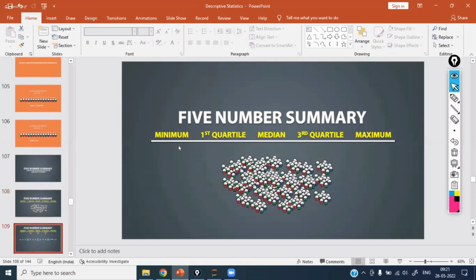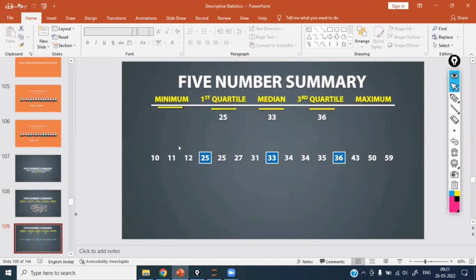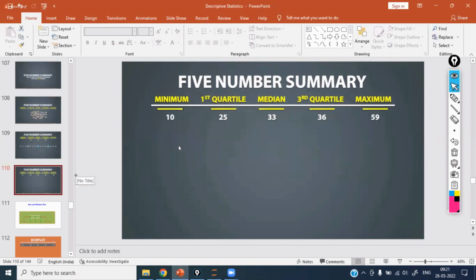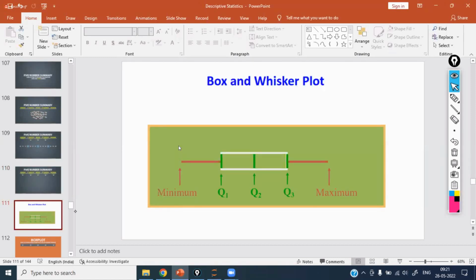Using these 5 values, for example, here I am having these numbers, out of which 33 is the median value, 25 is the quartile 1 value, 36 is the quartile 3 value. Minimum value is 10 and maximum value is 59. Now using these, we are going to represent a plot called the box whisker plot, simply called the box plot, shortcut box plot.